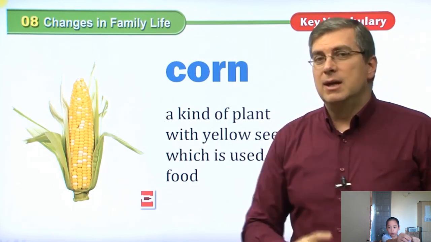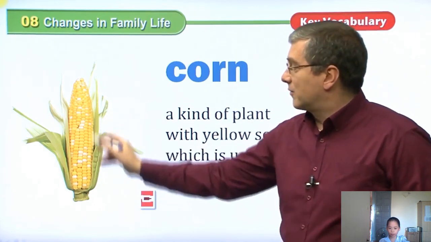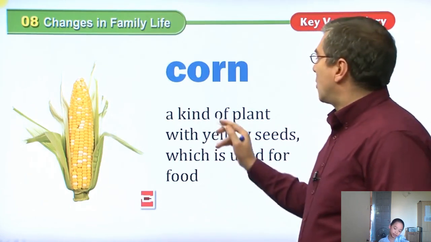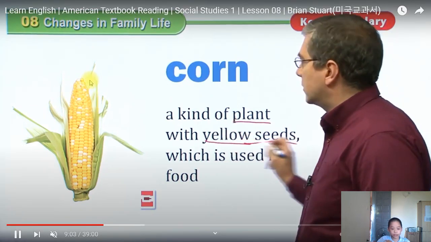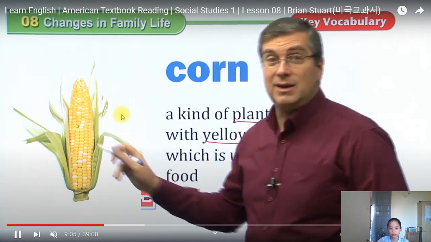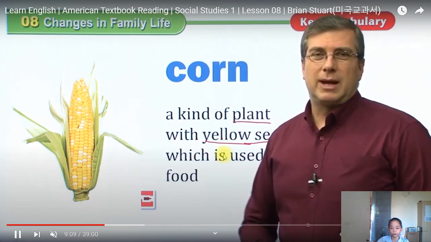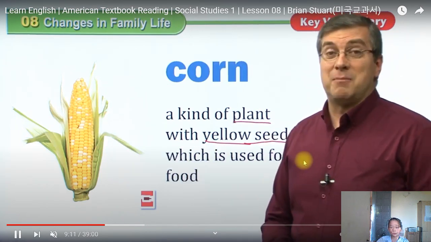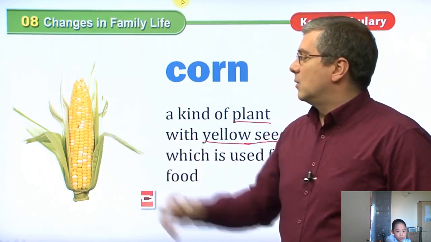It's about corn. We have corn. So what is corn? Corn is a kind of plant with yellow seeds. The seeds are very big and very delicious too, and are used for food. You may also like to eat popcorn. We need corn to make popcorn. So let's have a video there.